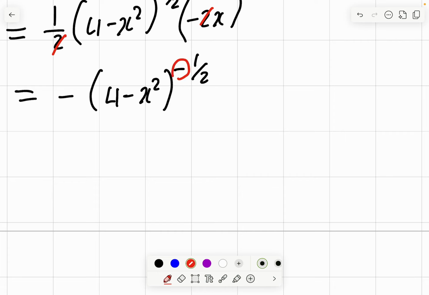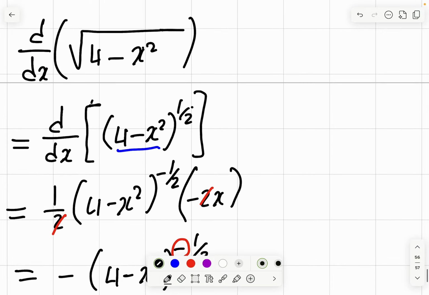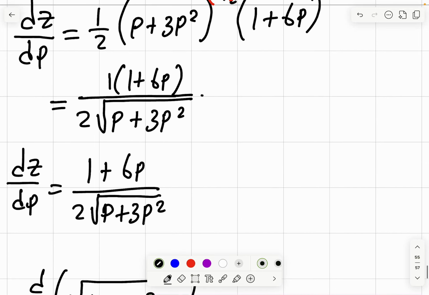This negative says I must put it in the denominator. I'm going to have negative 1 divided by 4 minus x squared to the power 1 over 2, which is the same as negative 1 over 2 square root of 4 minus x squared. You see how simple that is?